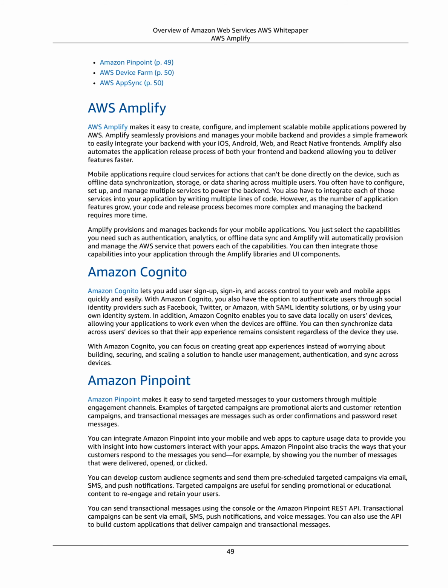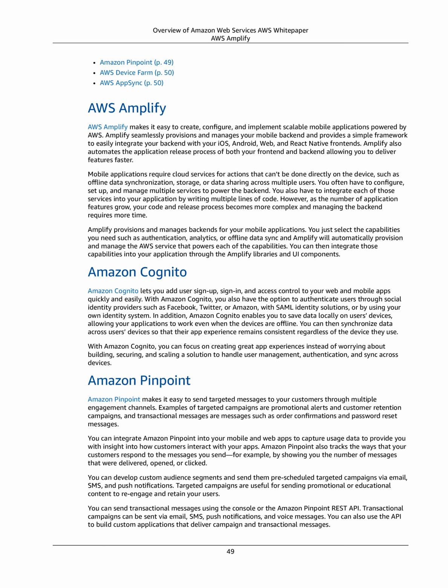Amazon Cognito. Amazon Cognito lets you add user sign-up, sign-in, and access control to your web and mobile apps quickly and easily. With Amazon Cognito, you also have the option to authenticate users through social identity providers such as Facebook, Twitter, or Amazon, with SAML identity solutions, or by using your own identity system.